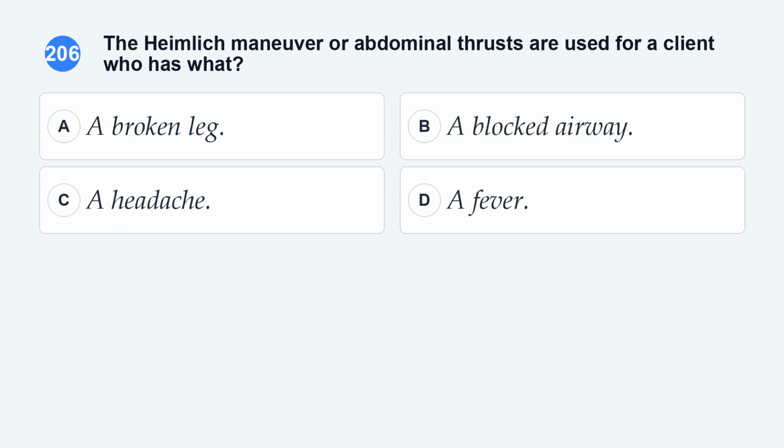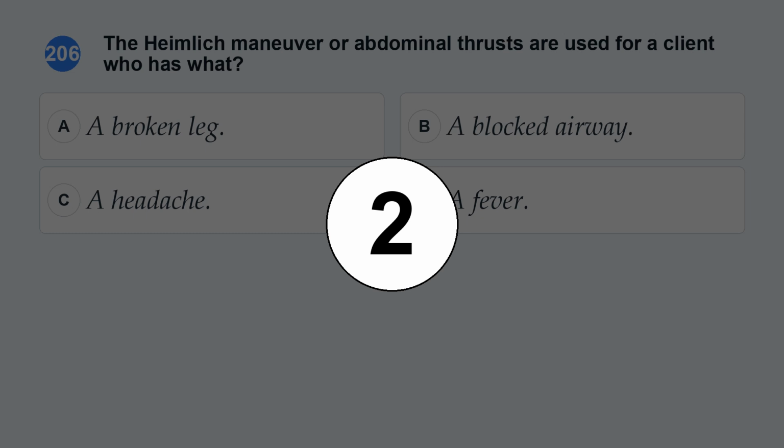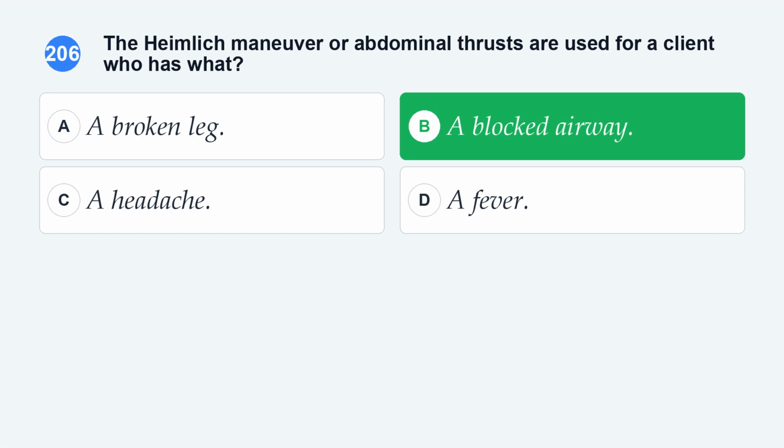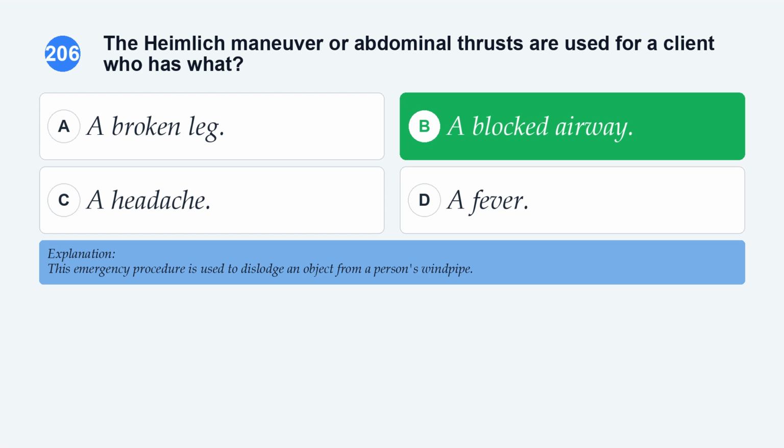Question 206. The Heimlich maneuver or abdominal thrusts are used for a client who has what? Option A, a broken leg. Option B, a blocked airway. Option C, a headache. Option D, a fever. The correct answer is option B, a blocked airway. Explanation. This emergency procedure is used to dislodge an object from a person's windpipe.